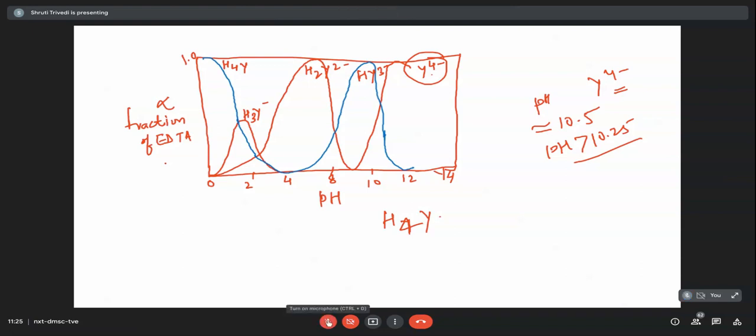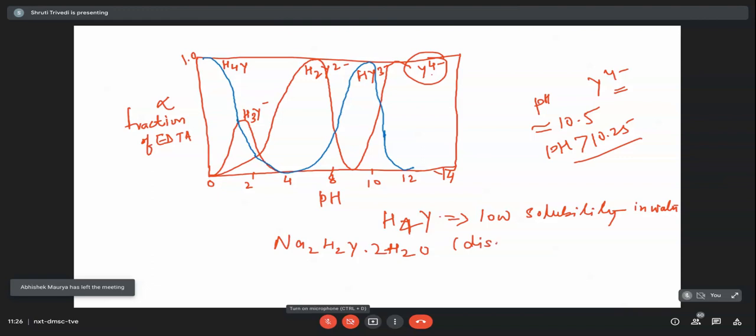Okay, so if you take H4Y, the solubility is very low in water. So basically, we take Na2H2Y2H2O. So this is basically a disodium salt is used in which two acid groups are neutralized. So I'm not going to talk much more about this. It is not at all needed. This is just for the information that fraction of the EDTA, I mean Y4 minus, it exists predominantly at higher pH, more than 10 pH.